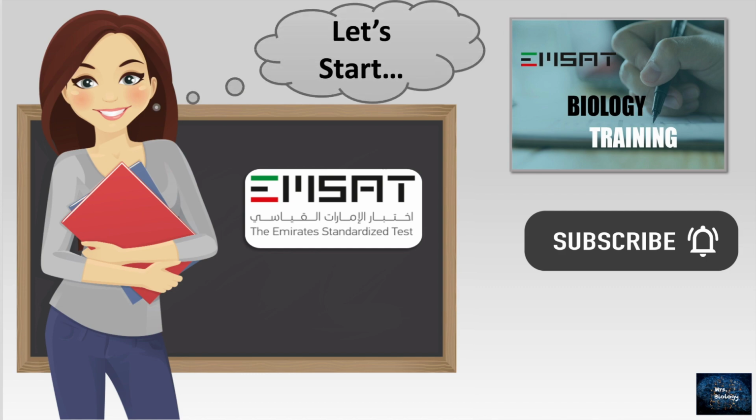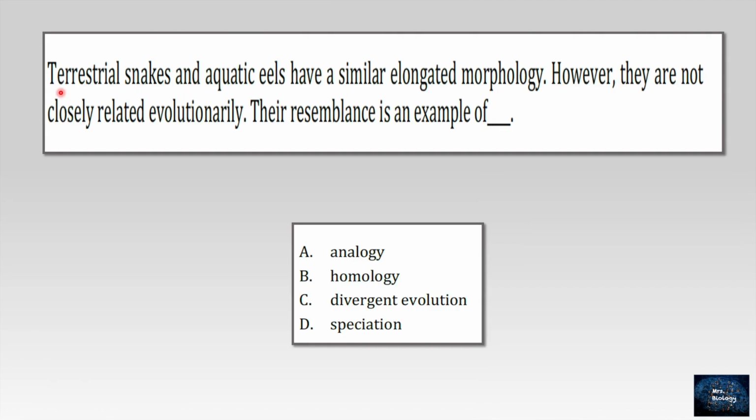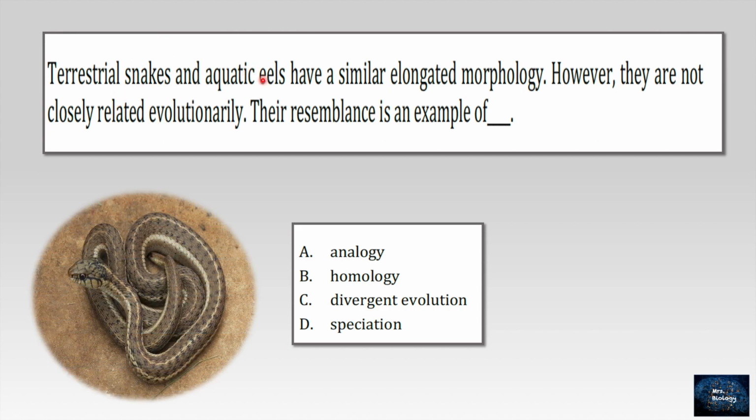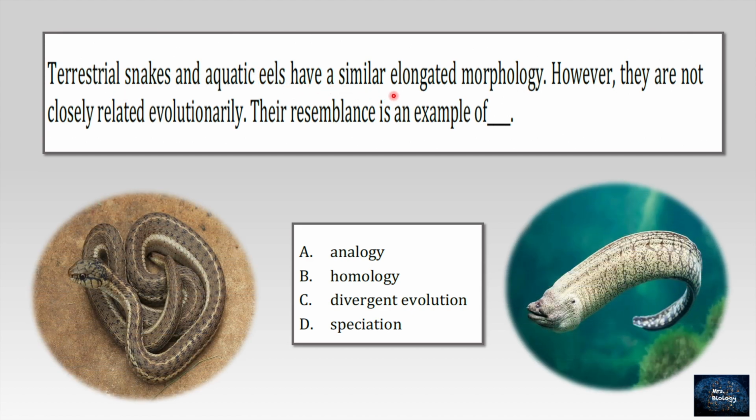Let's start answering these questions. First question. Terrestrial snakes and aquatic eels have a similar elongated morphology. That means they look like each other, as it's clear. However, they are not closely related evolutionarily. This is a very important statement. Their resemblance is an example of analogy, homology, divergent evolution, or speciation.